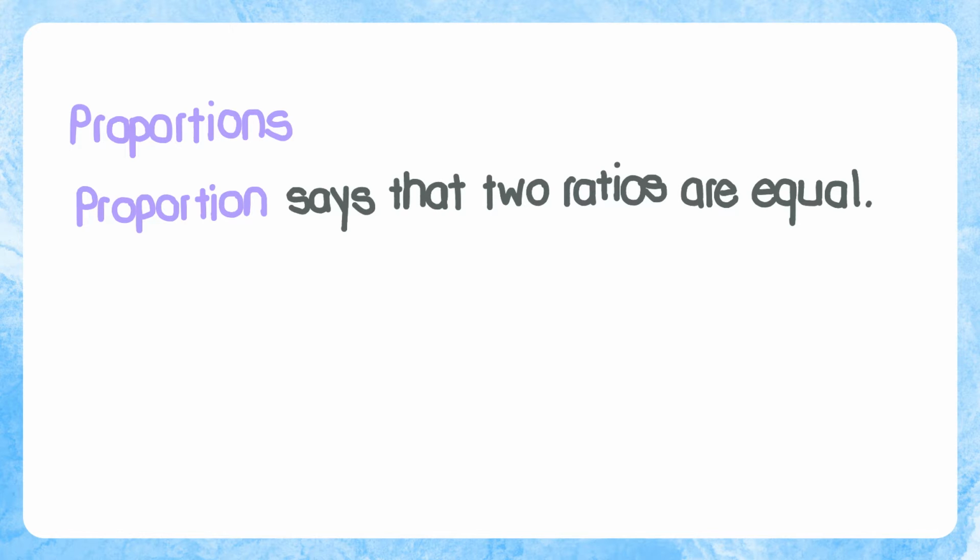So proportion says that two ratios are equal. So to say something is proportional means that the ratios are equal to each other. And ratio is honestly just like a fancier way of saying fractions. So here's an example of a proportion. 1/3 equals 2/6. So today we'll be using this idea of proportions to solve for missing side lengths.